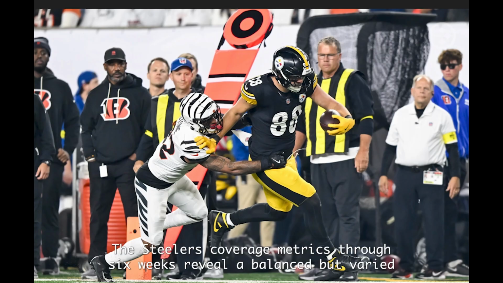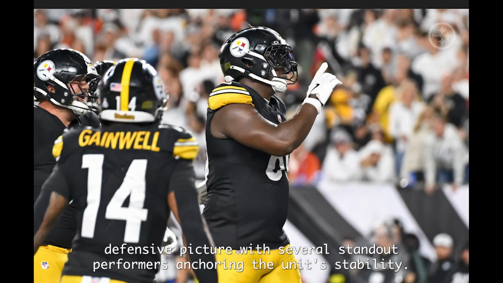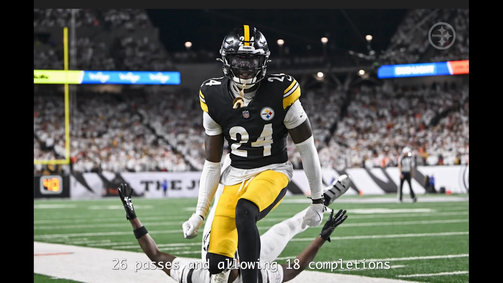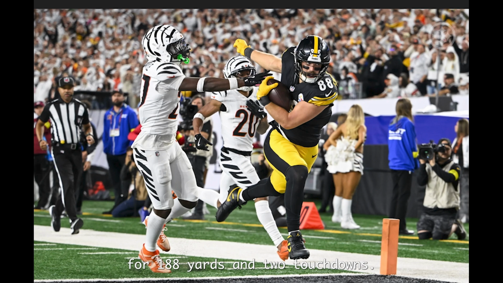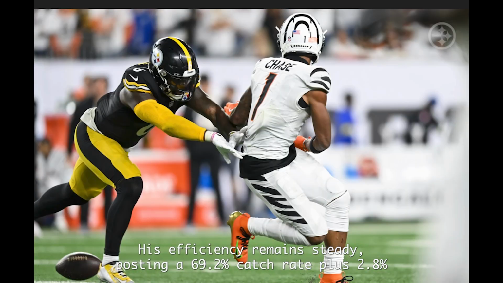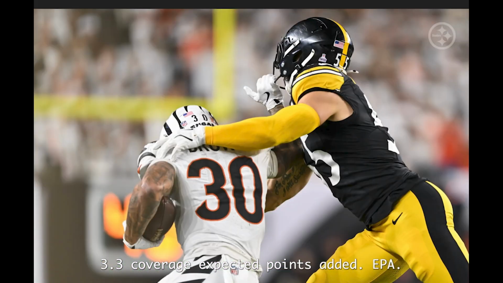The Steelers' coverage metrics through 6 weeks reveal a balanced but varied defensive picture, with several standout performers anchoring the unit's stability. Patrick Queen has been one of the most targeted defenders, facing 26 passes and allowing 18 completions for 188 yards and 2 touchdowns. Despite the heavy volume, his efficiency remains steady, posting a 69.2% catch rate, plus 2.8% catch rate over expected, CROE, and a plus 3.3 coverage expected points added, EPA.